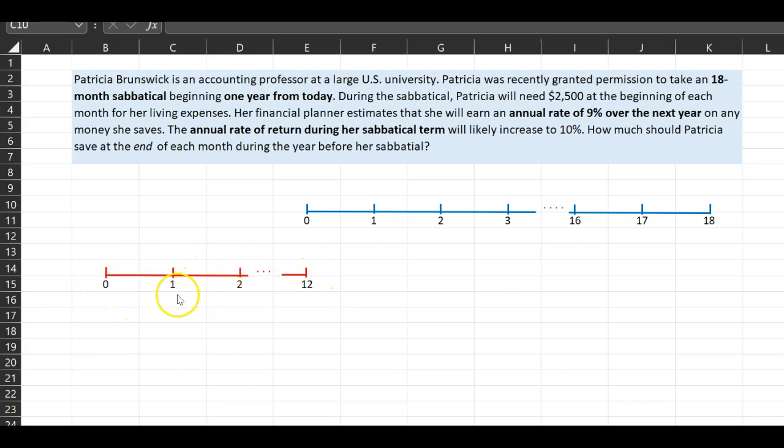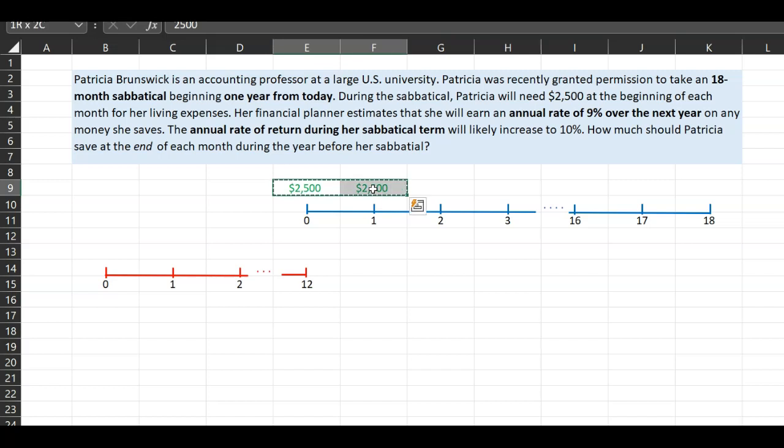So on this timeline, I'm representing each interval as a month. So this is the beginning of the first month, the end of the first month, end of the second month. So this marks the end of the year or end of 12 months. At the end of the year, this is where Patricia will start to withdraw money for her living expenses. So she will make her first withdrawal right here, which is $2,500. This is the beginning of the first month. This is the end of the first month or beginning of the second. So this is another $2,500. And so on and so forth.